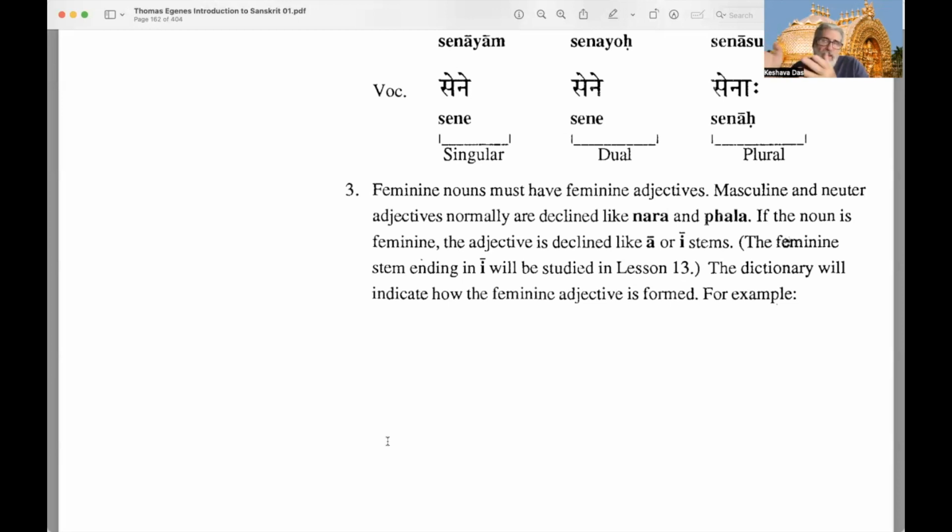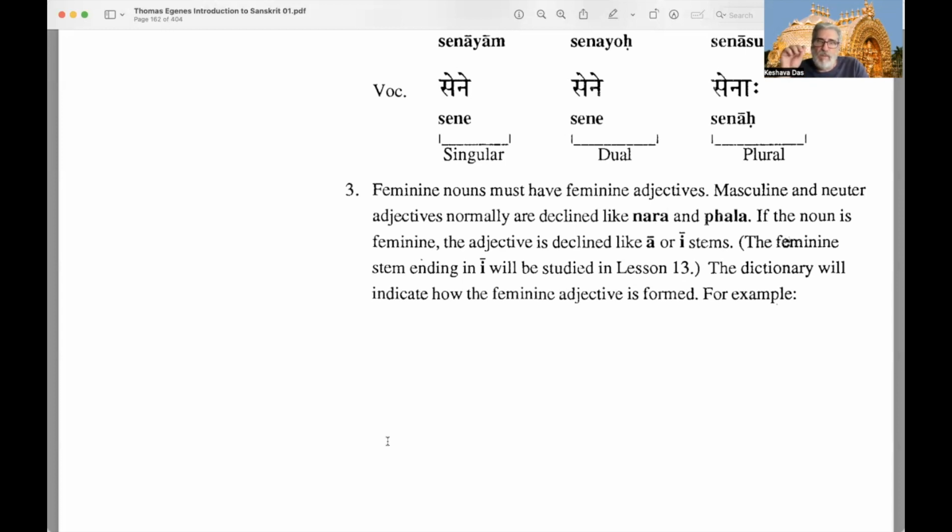If the noun ends in long I, maybe the adjective describing that feminine noun would be in long I, or maybe not. So decline it in either way, but we only know one way right now. We just learned the long A endings for the feminine. The feminine stems ending in I will be studied in lesson 13. So we have another couple of lessons before we get to the I ending nouns like Lakshmi or Shri, whatever it is.